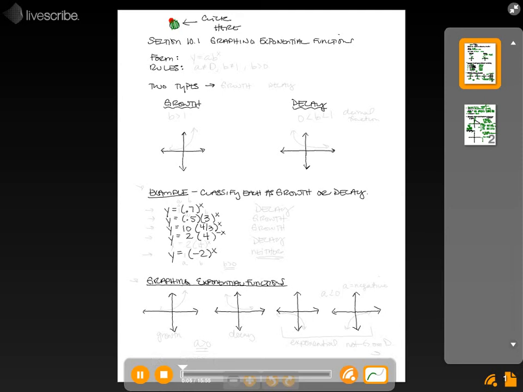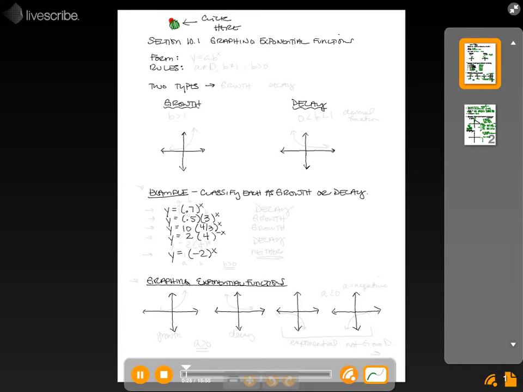Alright, these are your notes for section 10.1 on graphing exponential functions. We've already looked at how to solve an exponential equation and how to write an exponential equation given the y-intercept and a point, and in this video we're going to learn how to graph exponential equations, which isn't that difficult. It's pretty simple. It just requires a little bit of work.